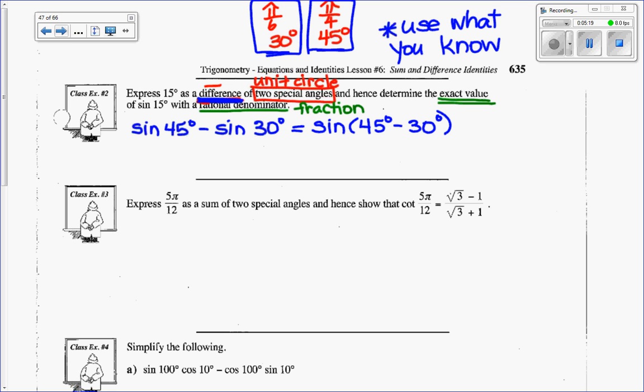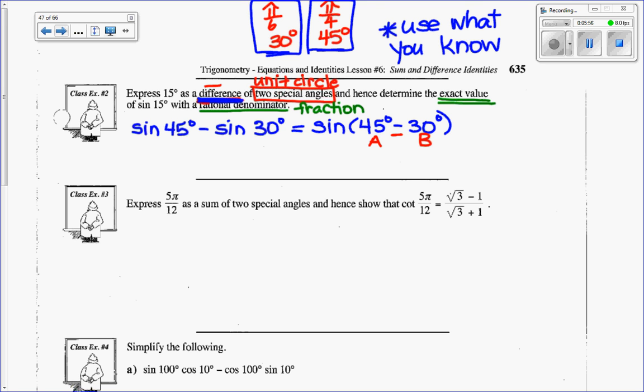Okay? Now, just so that I can use my sine difference identity, I'm going to label this, because the sine difference identity is sine A minus B equals sine A cos B minus cos A sine B. And it's really easy to mix up your A's and B's. So once you have figured out what your A and B are, label them. Because then at least if you have them labeled, when you're plugging them into the equation, it won't be as easy to mix them up.